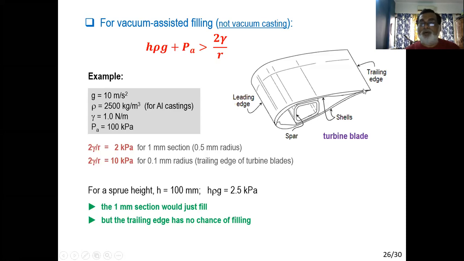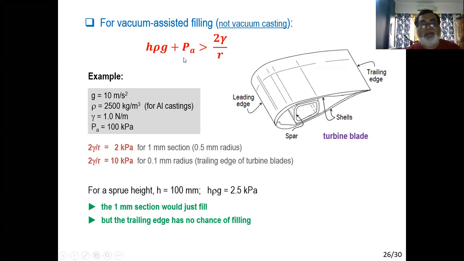On the other hand, to enter into the trailing edge, which is only about 0.1 millimeter radius, the resistance is 10 kPa, but we are forcing the liquid metal using only 2.5 kPa. So liquid metal cannot enter into these sharp points. As a result, it will have a defect in this area, and we will have incomplete castings. So the trailing edge has no chance of filling.